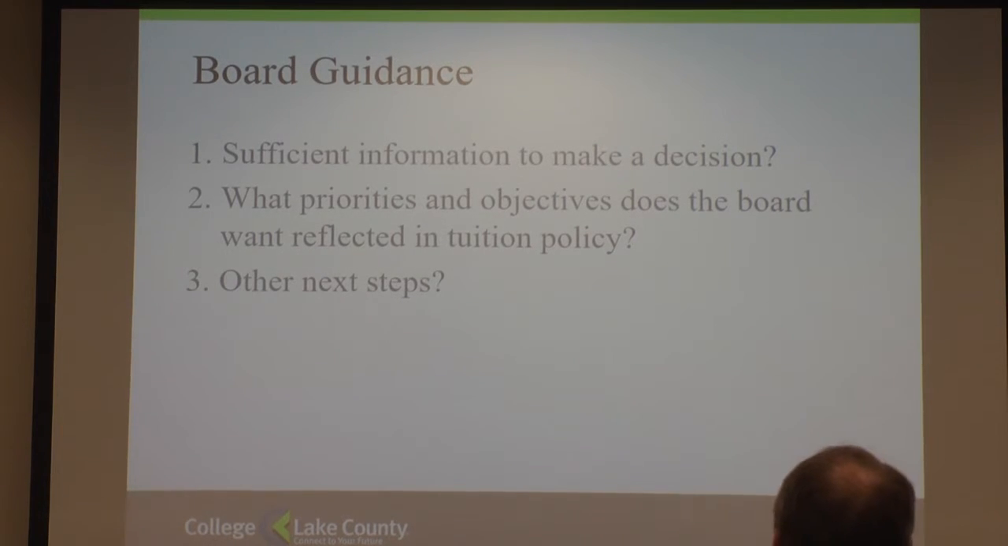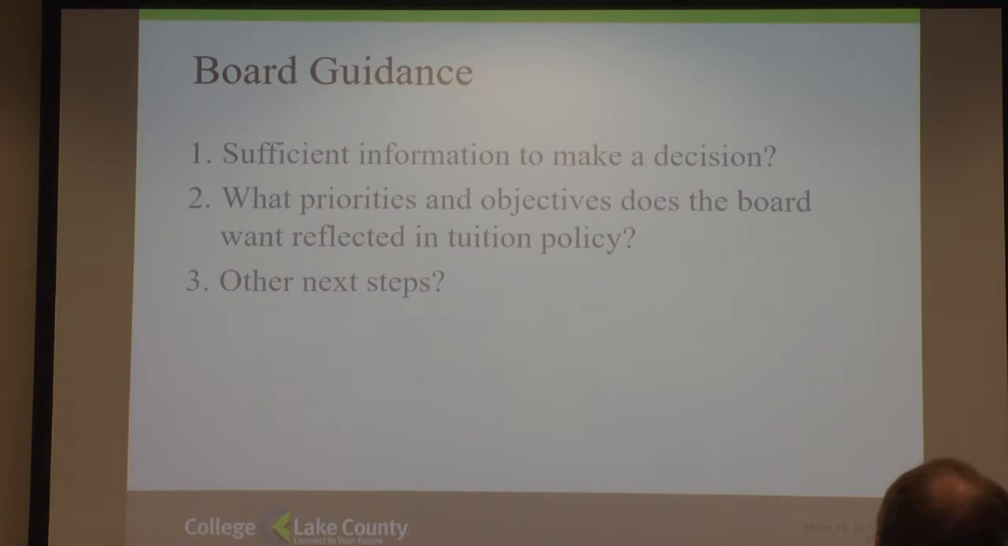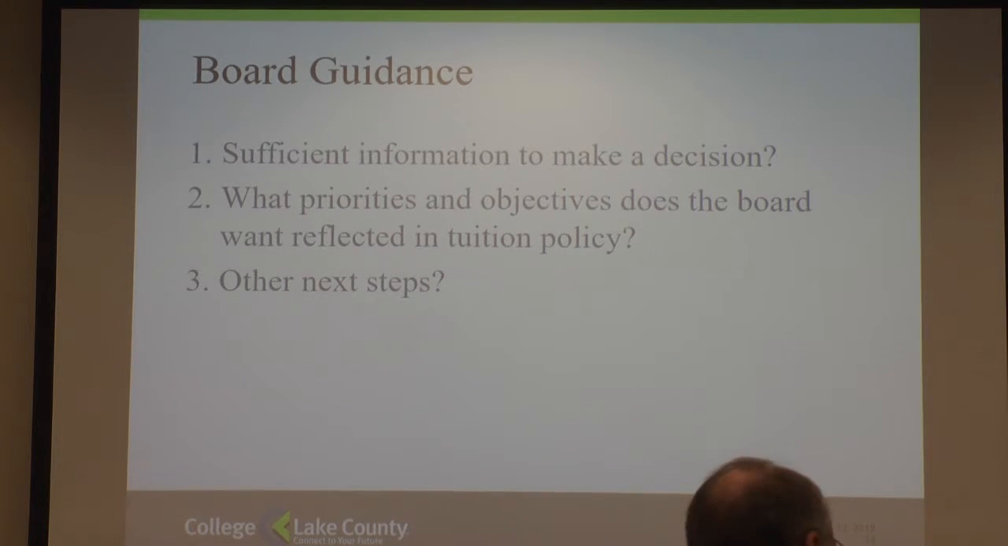So at this point, the guidance we'd be hoping for from the board is: is this research taking us in the right direction? Is there more information you'd like us to pull together? And also, what priorities and objectives would the board like us to reflect in a tuition policy that we bring back forward, and are there any other next steps you might want to consider?